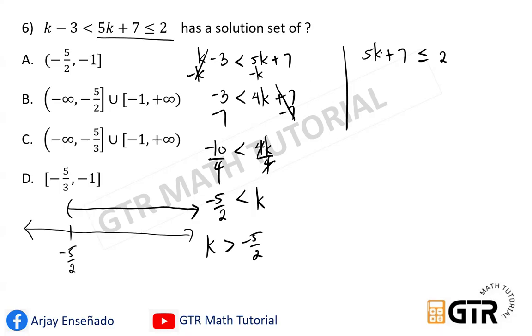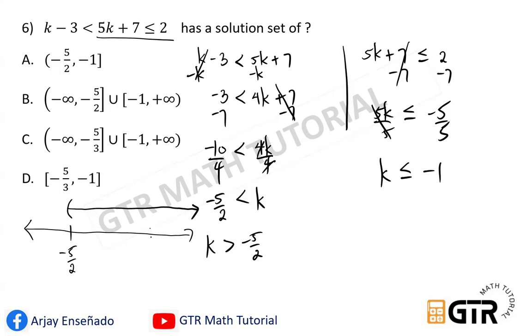And then let's solve this. 5k plus 7 is less than or equal to 2. So subtract 7 on both sides. Cancel this. 5k is less than or equal to 2 minus 7, we have negative 5. Divide both sides by 5. So therefore, the value of k is less than or equal to negative 1.